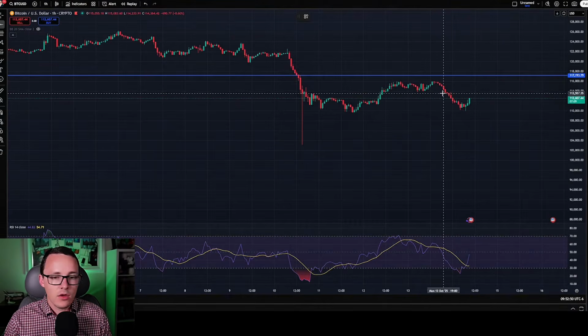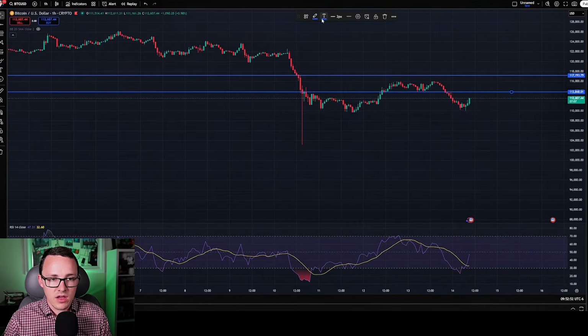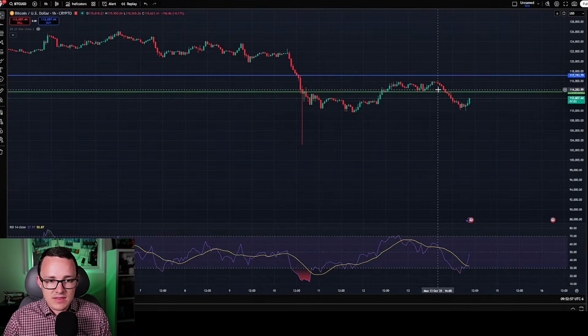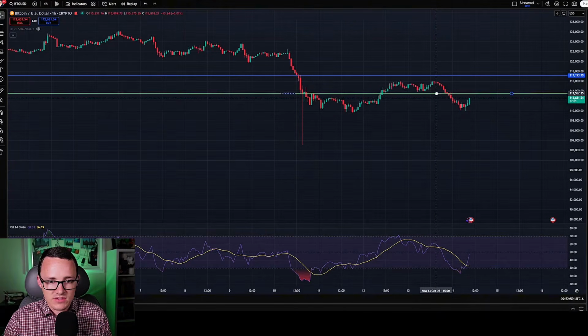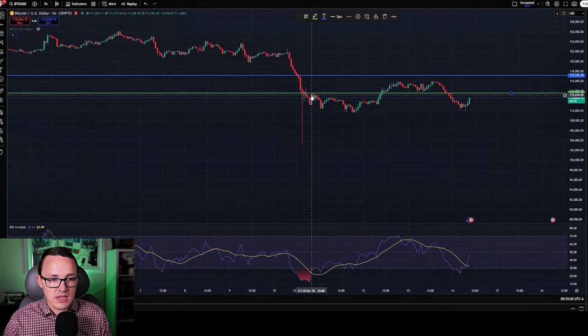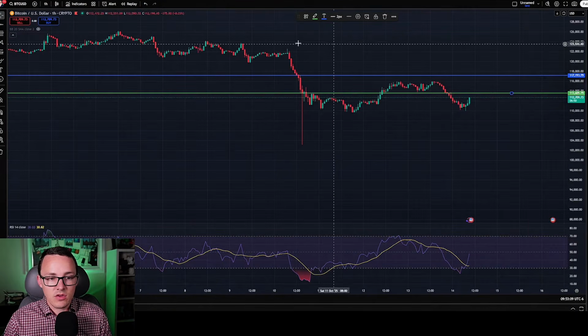So let's go ahead and put a line in here, and maybe we'll give it a different color. Let's make it green. So now you can see that this might actually be a level of support and resistance. Why? Well, you can see there's a lot of interaction here, a lot of interaction here. There's interaction here from a resistance perspective. So there's definitely a lot of liquidity in this range.